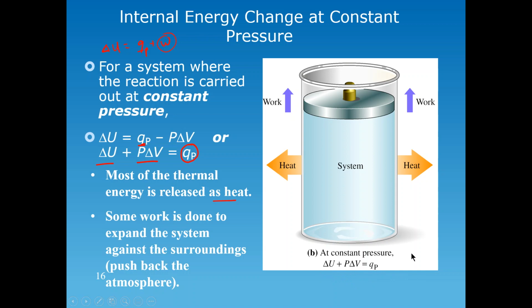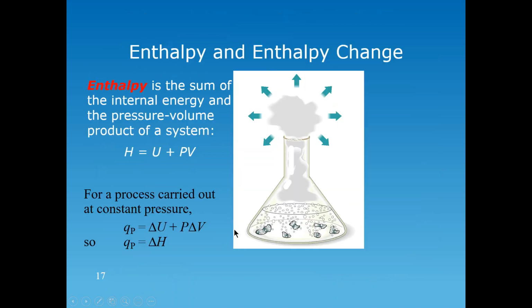All right? Now, based on this here, we can define what is known as the enthalpy, right? The enthalpy is the sum of the internal energy change and the pressure volume product of the system. So this is basically what enthalpy is. H is the symbol that is universally used for enthalpy, and that is equal to U, which is internal energy, plus P times V, the pressure times the volume.